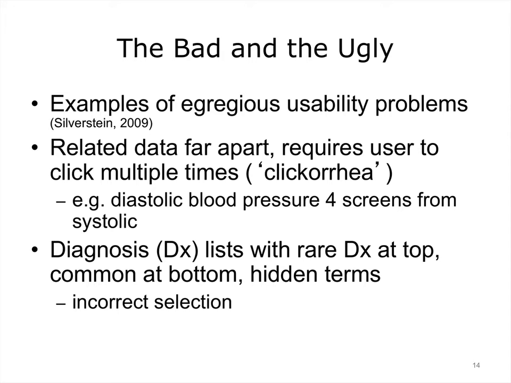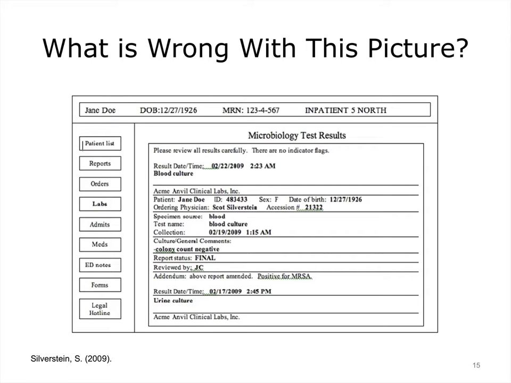Some basic examples are the placement of related data far apart, such as one real system, which required the user to find the different components of blood pressure, systolic and diastolic, 4 screens apart. Another example is diagnosis lists, which make rare diagnoses more easily clickable than common ones. Take a look at this mock screenshot. What do you see that is suboptimal or could lead to error?